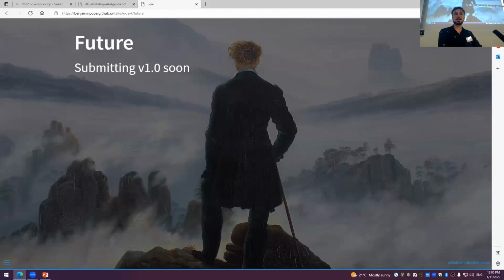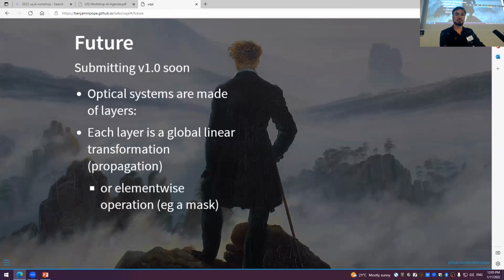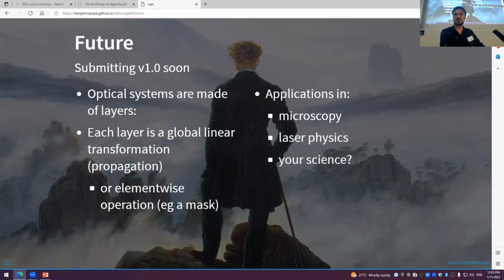So what's coming next? We're about to submit version 1.0. I accidentally put the wrong text on that slide. This is what I wanted.